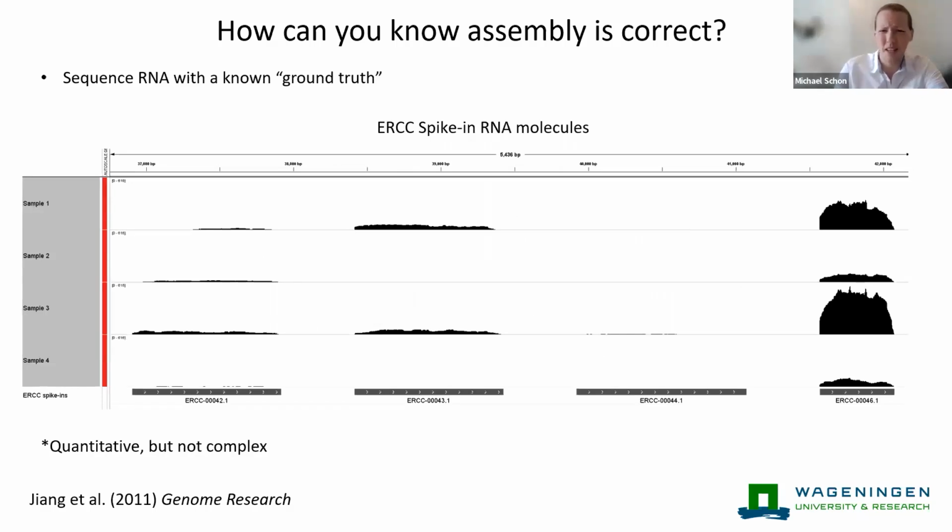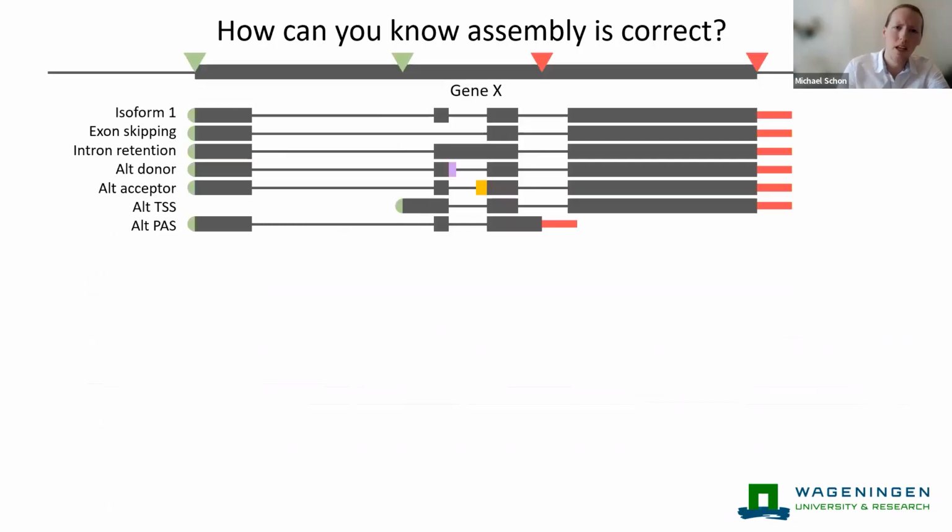But qualitatively, these spike-ins are actually quite simple. And we can see, I'm just showing an example of 4 ERCC sequenced samples on 4 of the 92 total transcripts. And they're short, simple, linear molecules. And they were really designed for testing quantitative accuracy, but they don't reflect the real complexity of real transcripts.